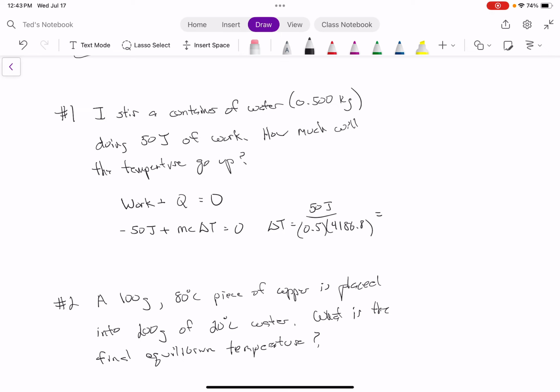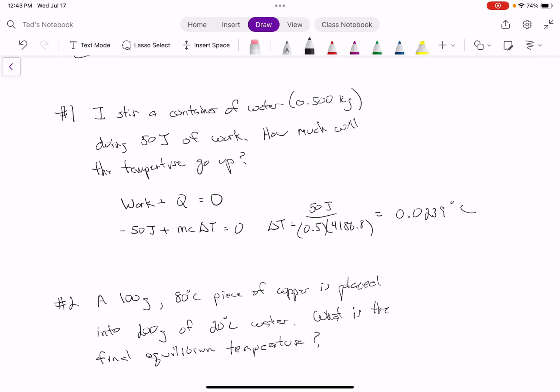And that gives me the change in temperature. So 50 divided by 0.5 and also divided by 4186.8 gives me a change in temperature of 0.0239 degrees Celsius, which you might recognize as a very small change in temperature. And that sort of fits with our everyday experience.